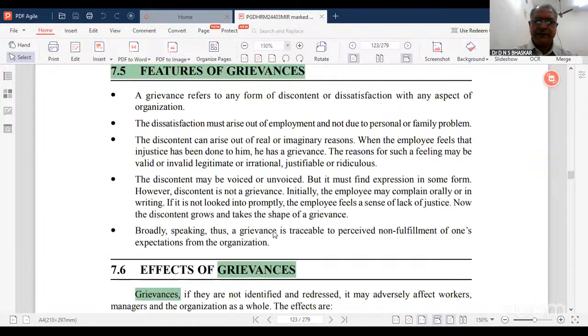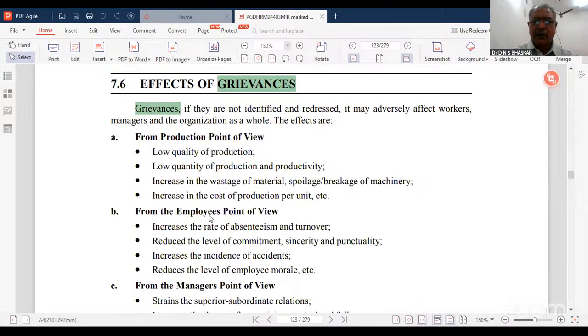Then what are the features of the grievance? Already we have discussed. What are the effects of the grievance is the most important question from the examination point of view also. From the production point of view, if there is a grievance, it gives low quality in nature.